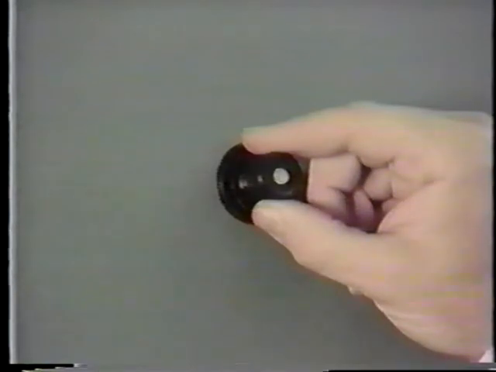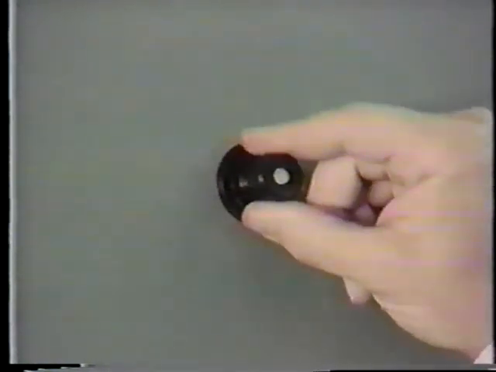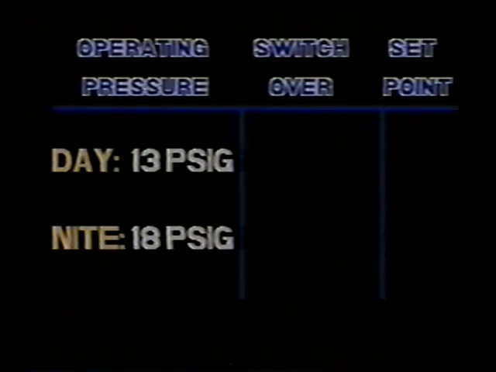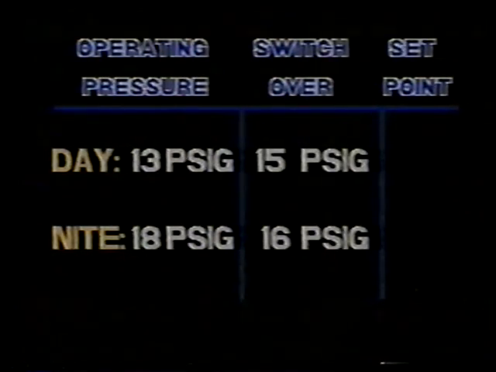First, set the main air supply of the thermostat to the desired switchover point. For example, if the system's operating pressures are 13 psig for day and 18 psig for night, the desired switchover pressure would be between 15 and 16 psig.